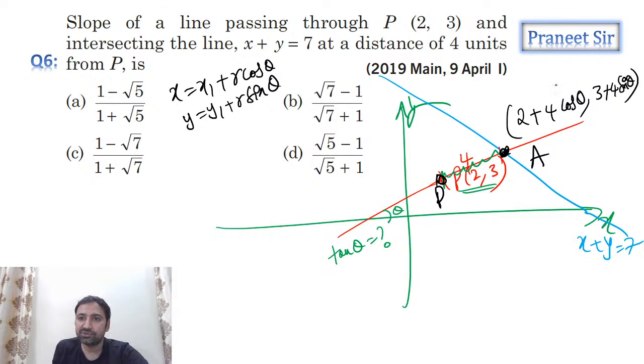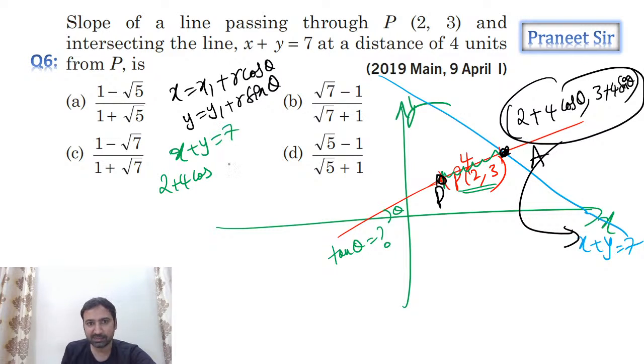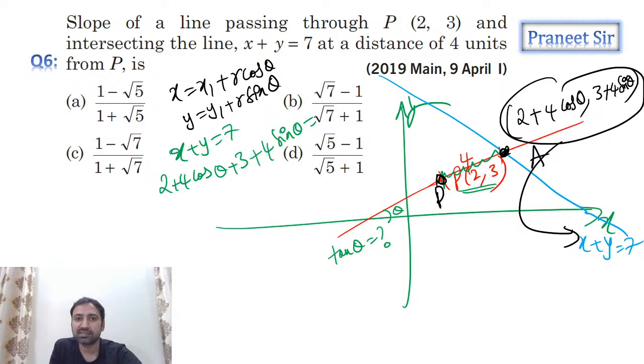Now this point should lie on this line, so you can substitute here. Let's see what we get. Because here x plus y is equal to 7, if you substitute, 2 plus 4 cos theta plus 3 plus 4 sin theta is equal to 7. So from this, how much do we get? Cos theta plus sin theta, we are getting it as 1 by 2.